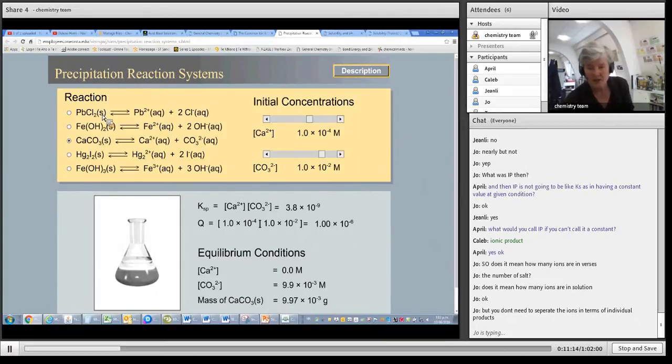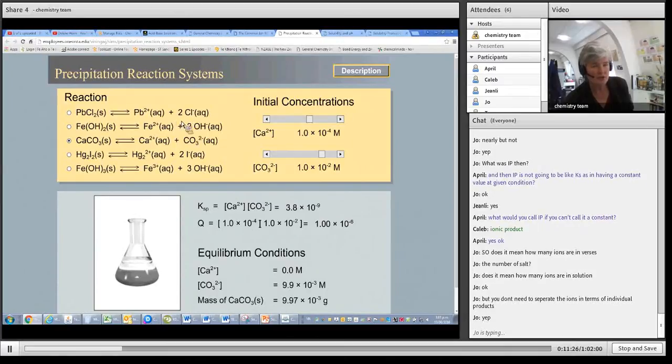You don't need to separate the ions in terms of individual products. For these, the ions are separated in solution. So you're going to have a lead ion and a lead ion and a lead ion and a chloride ion, all separated out. Yep. And then you've still got your undissolved solid sitting there.